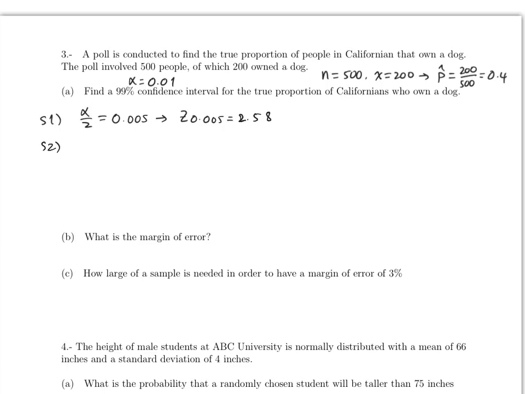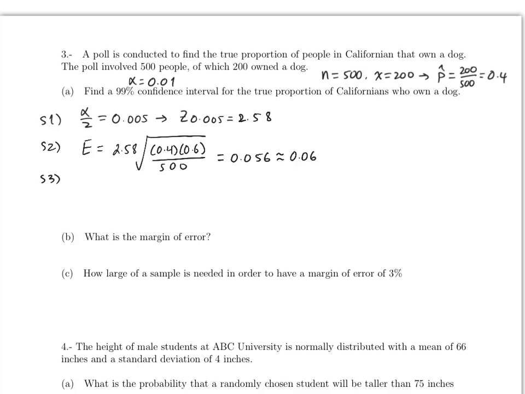Then step 2, the margin of error is equal to 2.58 times the square root of 0.4 times 0.6 divided by 500. This is equal to 0.056, and if you round it to 2 decimal places, which you don't have to, you get 0.06.